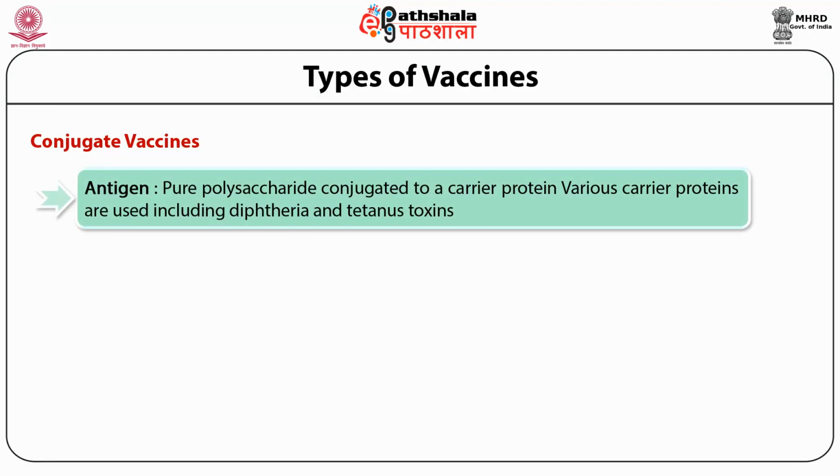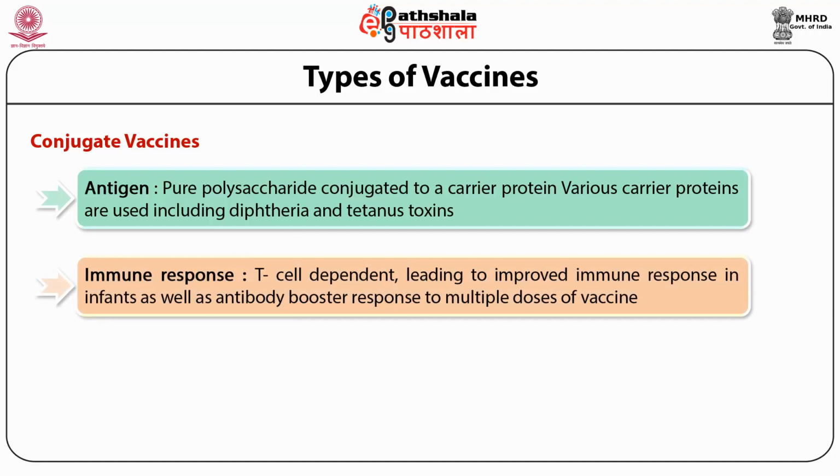polysaccharide to a carrier protein. So various types of carrier proteins are used. These include diphtheria and tetanus toxins. So conjugation with the toxin results in change of immune response from T cell independent to T cell dependent, leading to improved immune response in infants as well as the antibody booster response to multiple doses of vaccines.